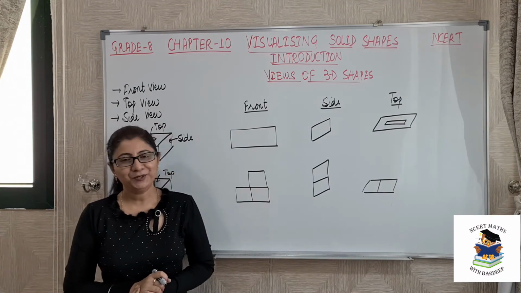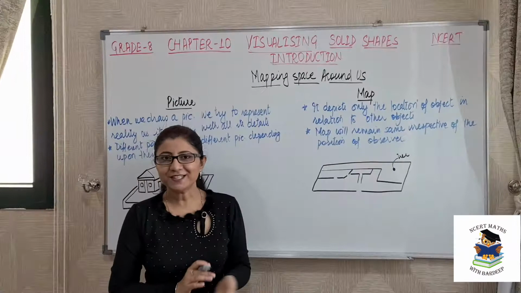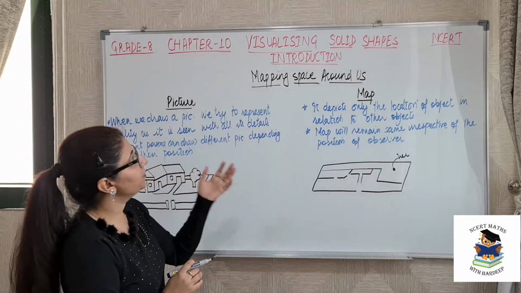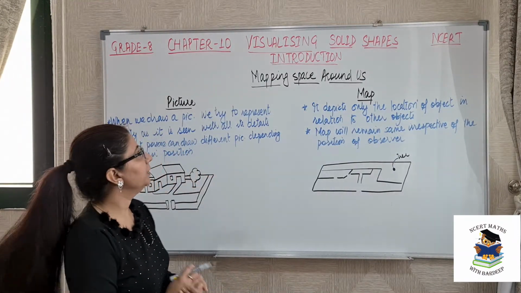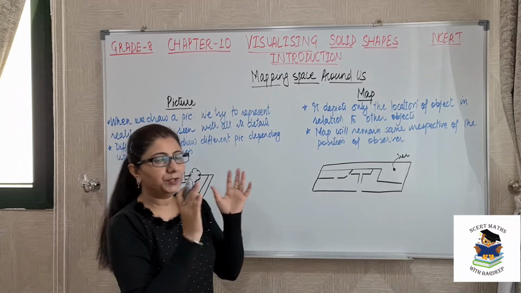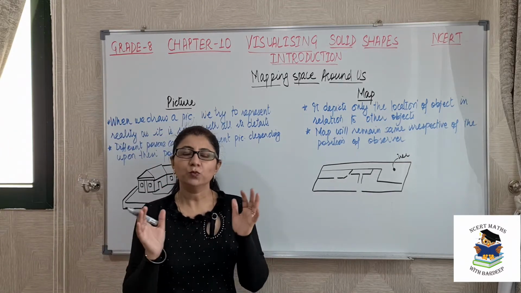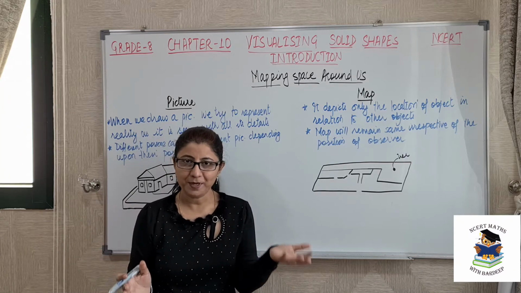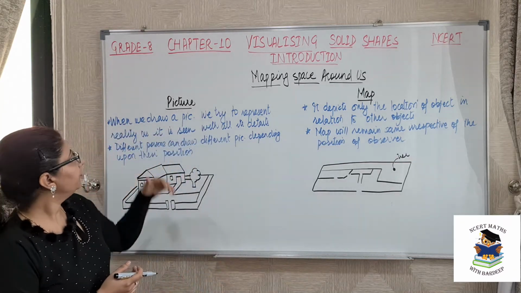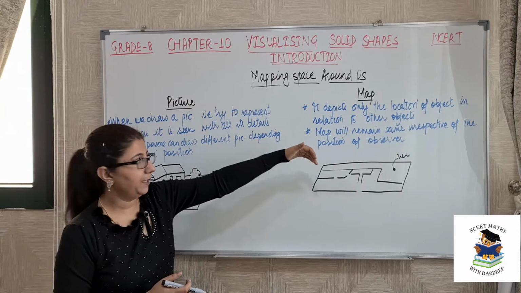Now let's move on to the next topic. The next topic is mapping the space around us. Whatever we see around us, we can draw in two different ways. One is a picture, second is a map. So let's understand the basic difference between a picture and a map.